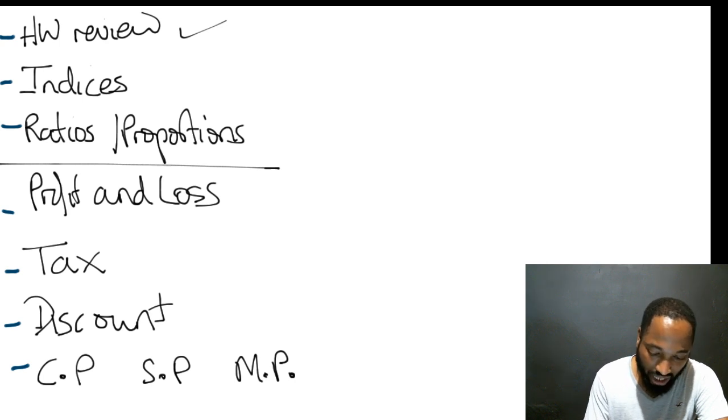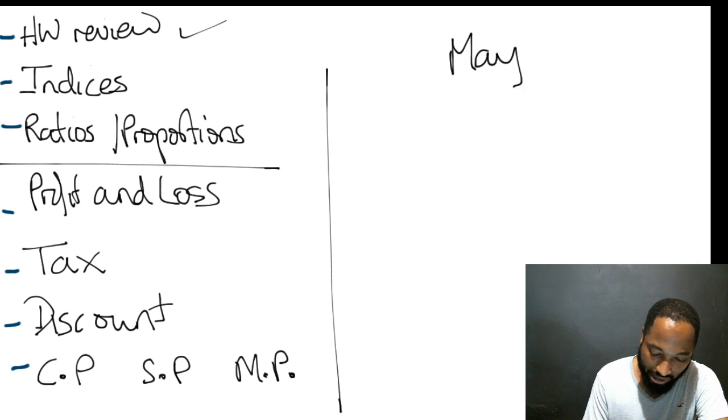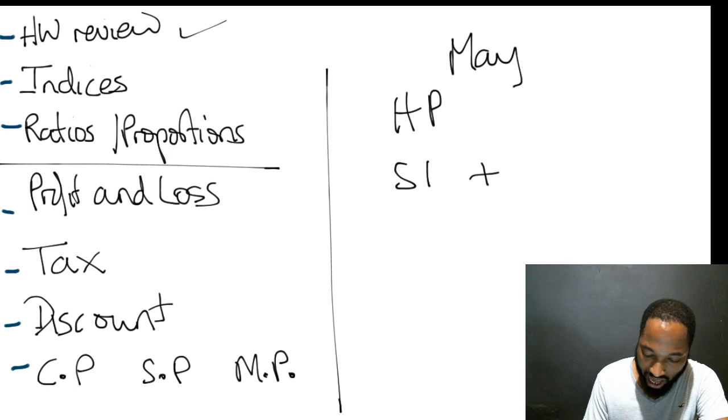Maybe if we finish and we do enough questions and I feel like everybody understands, we may go into higher purchase and simple interest and compound interest, SI and CI. So this is a maybe. For sure we want to try and cover all of the others. Alright, so let's start off with indices.